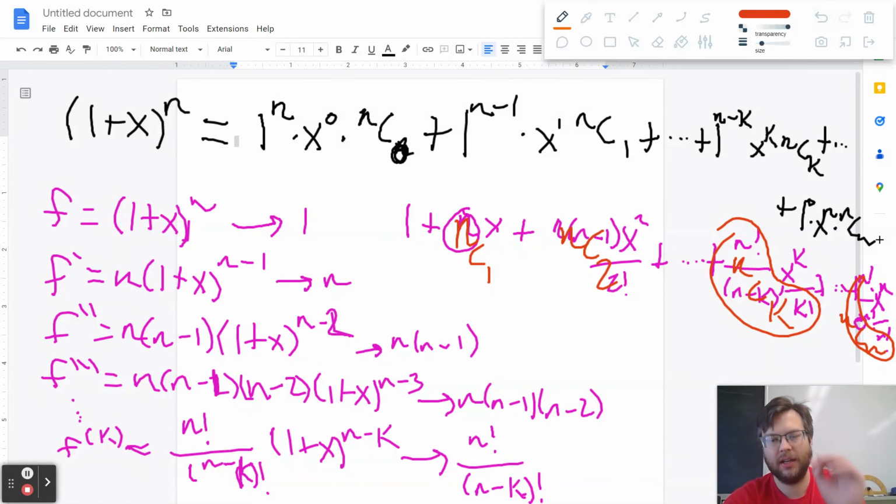And so I think that's just kind of a neat connection between some stuff we learned in Unit 1 and stuff we learned in Unit 8.